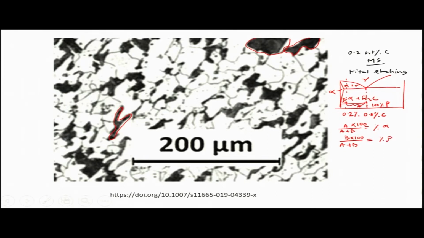Okay. So, now that is what you see here: the B amount is very small, this fraction is small, much smaller than this, that is why you have a little amount of perlite present, but the rest will be alpha grains. So, these are all alpha grains, and this is the optical image, and you see this grain boundary.